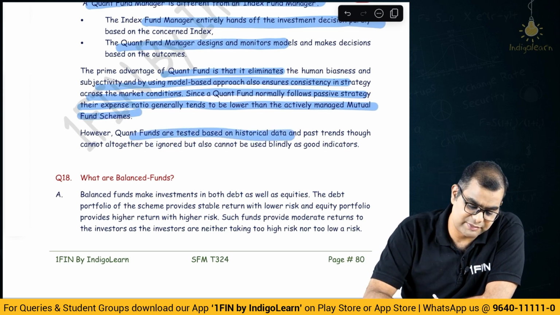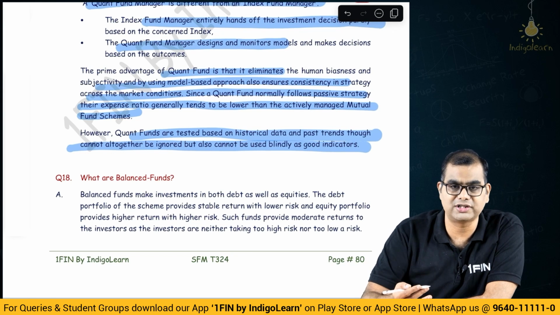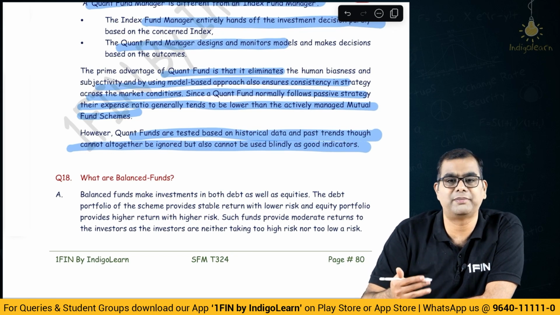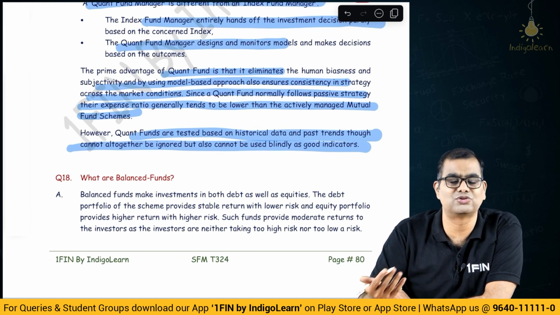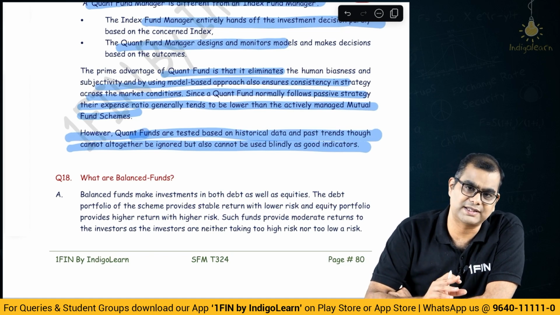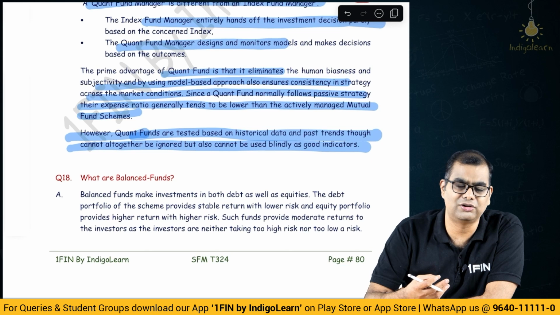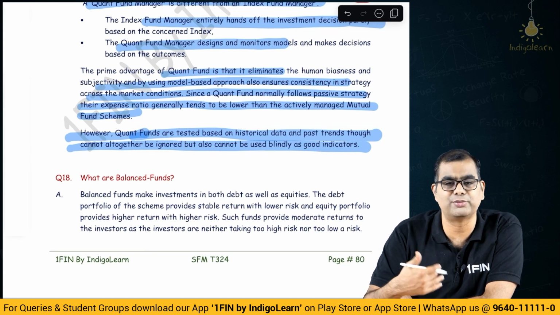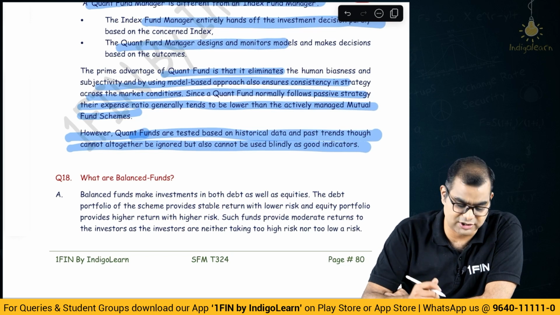However, quant funds are tested based on historical data, and past trends cannot altogether be ignored, but cannot also be used blindly as good indicators. So, you cannot say that everything that has happened in the past will repeat. If that were the case, all of us could actually see the future. So, quant funds, just by creating a model based on past data, do not necessarily always make great money by following simply the model. The model has to be fine-tuned constantly and optimized constantly.